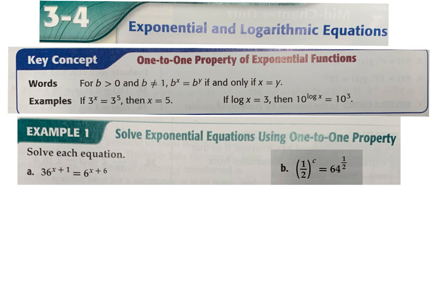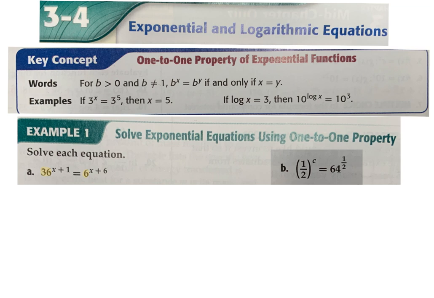Okay, and so the first way we're going to solve this is we are going to get these to the same base. And then once we get them to the same base, we'll just set the exponents equal and we can just solve a regular algebra equation. And so what you're looking for is a common base. If you look at this first one, we have a 36 and a 6.